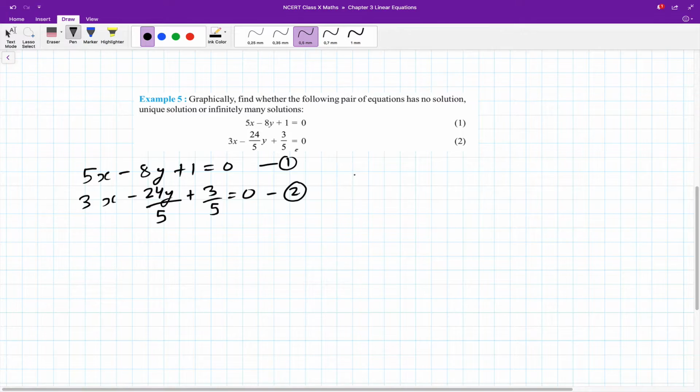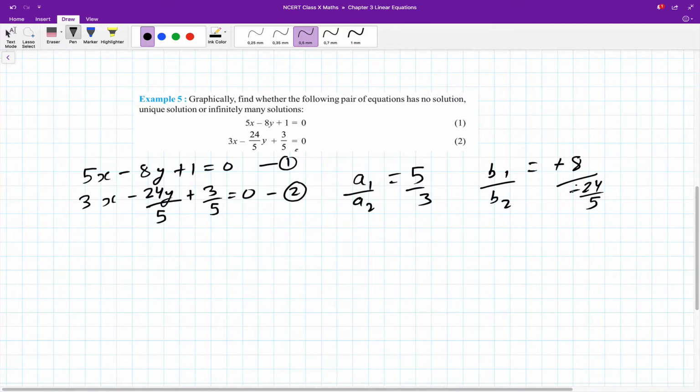Let us have a look at another example. The first equation we have is 5x minus 8y plus 1 equal to 0. The second one we have is 3x minus 24y by 5 plus 3 by 5 is equal to 0. So first let us have a look at the ratios. a1 by a2 is 5 by 3 and b1 by b2 is minus 8 by minus 24 by 5. So this 5 goes to the numerator and we will have 5 by 3.